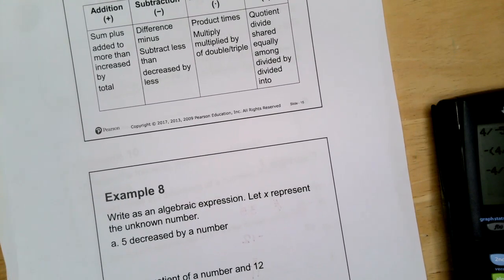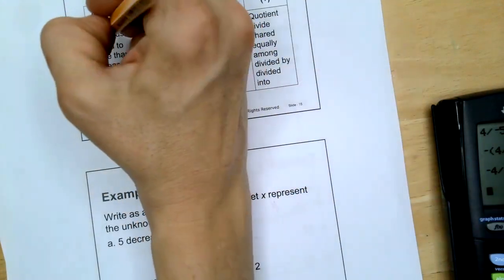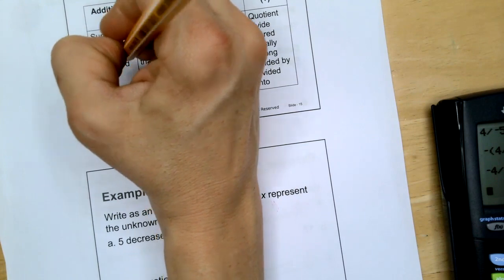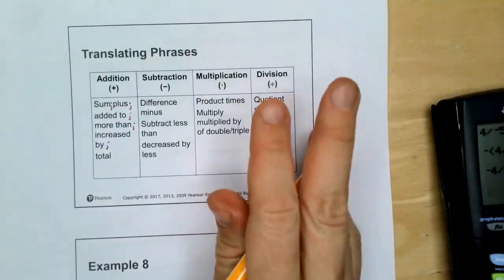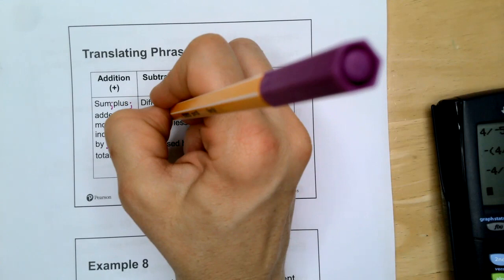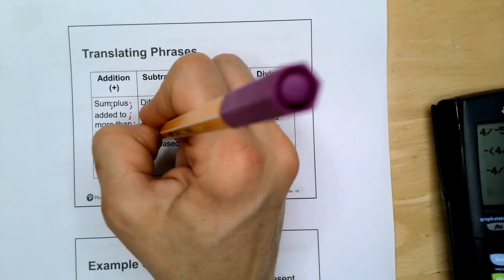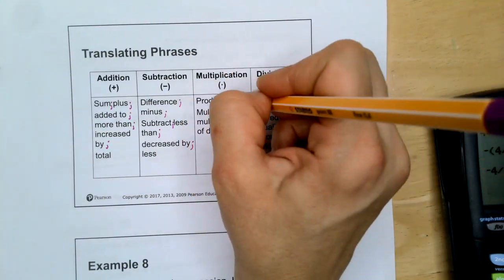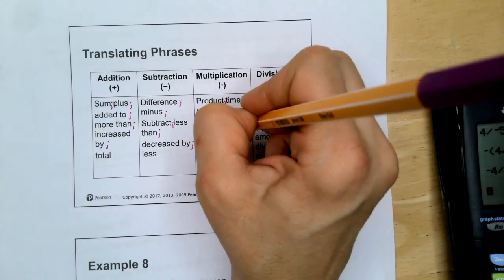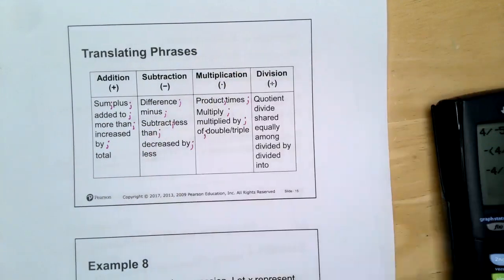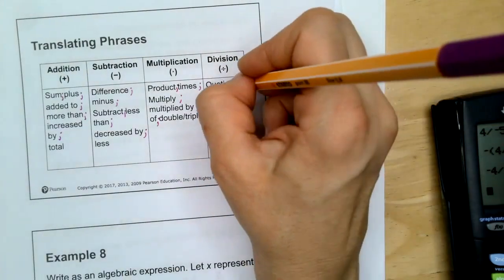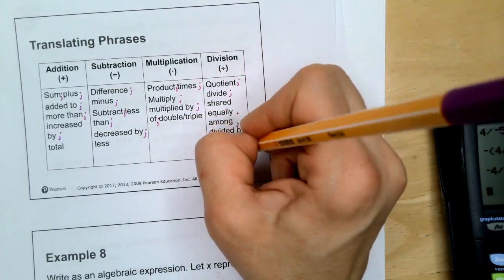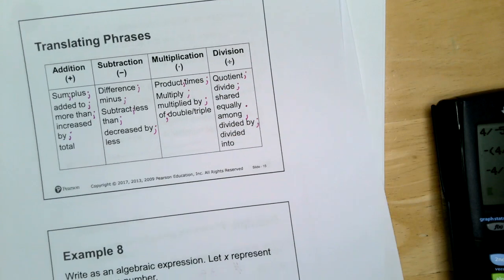All right. Translating phrases. Addition. We have the word sum means addition. Plus means addition, added to, more than, increased by, and total all mean addition. Difference, minus, subtract, less than, decreased by, and less all mean subtract. Product, times, multiply, of, double, or triple mean multiply. Quotient, divide, shared equally among, divided by, and divided into are all division.